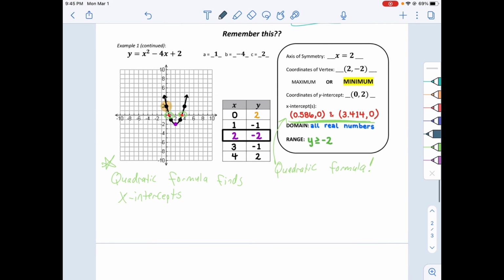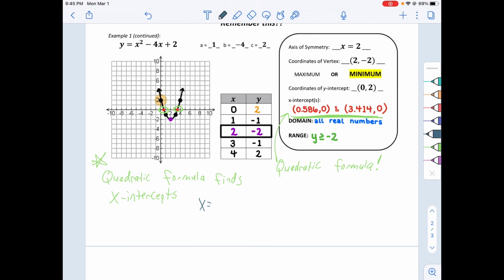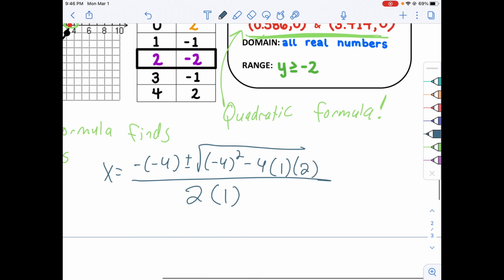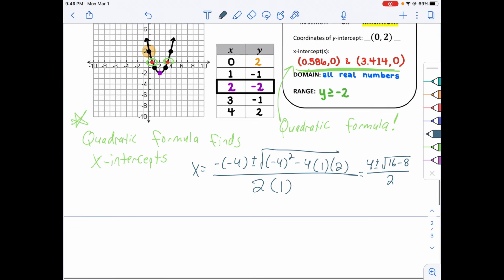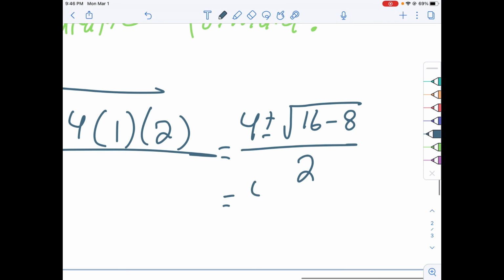So let's try it with this equation. x equals the opposite of b, so negative negative 4, plus or minus the square root of b squared, which would be negative 4 squared, minus 4 times a, which is 1, times c, which is 2. All of that divided by 2 times a, which is 2 times 1. And then it's a lot of simplifying from here. So that's 4 plus or minus the square root of 16 minus 8 all over 2. And then we can do a little bit more. So that's 4 plus or minus the square root of 8 over 2.